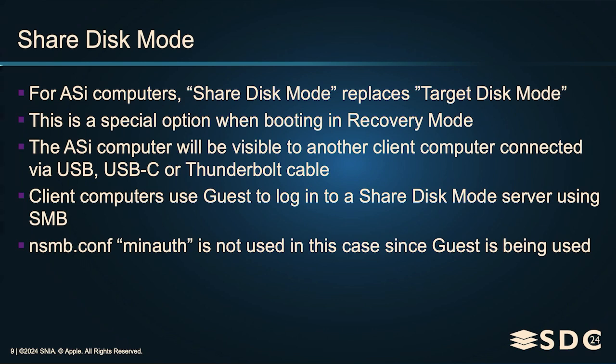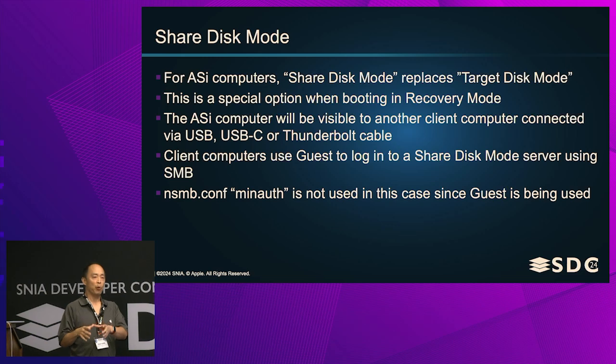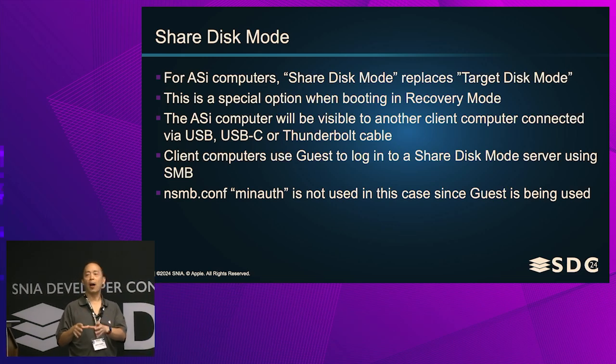The Apple Silicon computer ends up as an SMB server. The client computer that you connect to it is coming in over guest. That client computer can see all the files on the Apple Silicon one. So again, the idea is your Apple Silicon computer won't boot for some reason, but you want to copy files off of it. Boot in recovery mode, connect a USB cable to it, put it in shared disk mode, and then you can start accessing all the files off of it. So it's mainly for recovery.